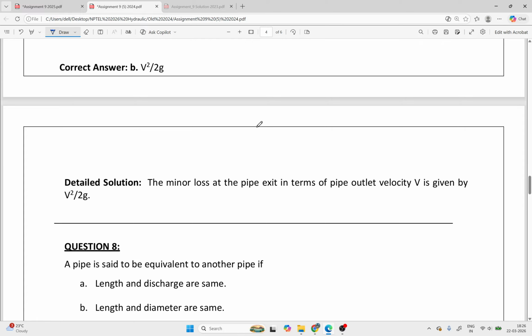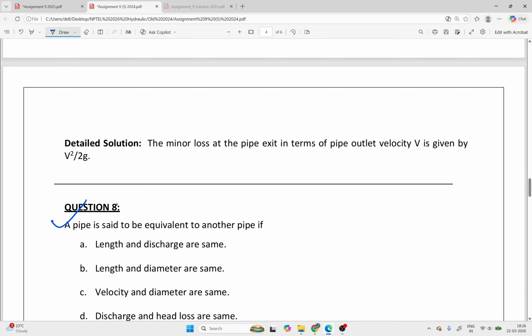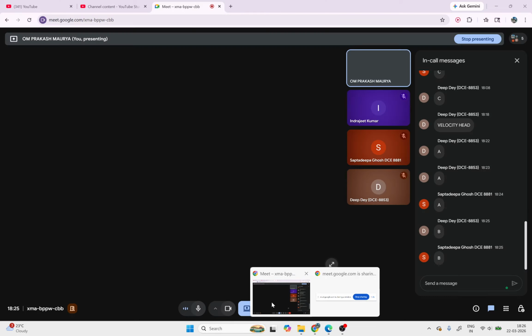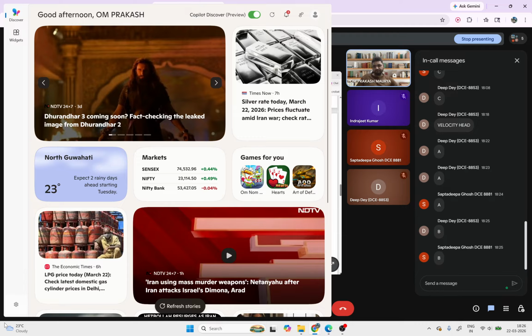The next question is: a pipe is said to be equivalent to another pipe if the length and discharge are the same, the length and diameter are the same, velocity and diameter are the same, or discharge and head loss are the same. So here you have the four options. The question is asking about an equivalent pipe. Equivalent to another pipe means, as we were solving in the previous one, a similar thing. Just think on that.